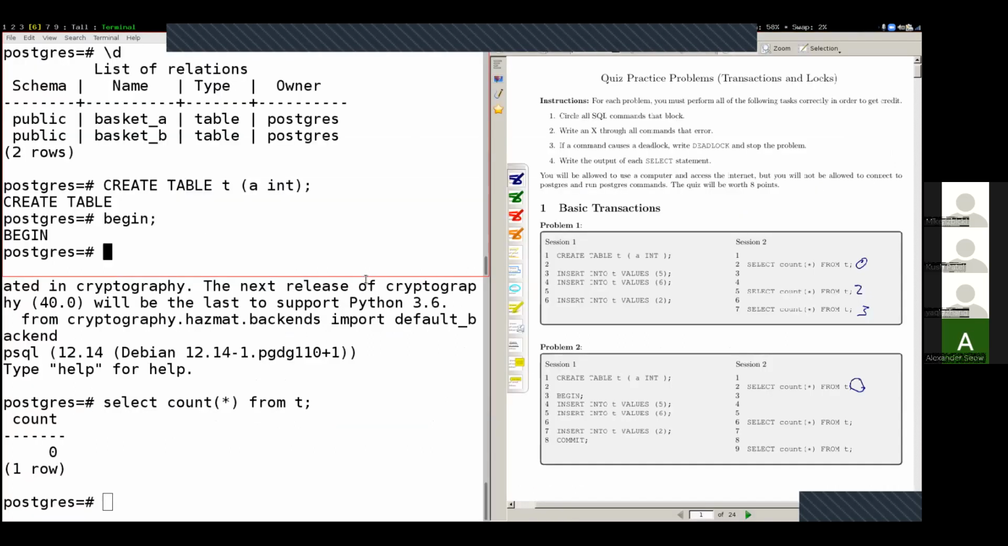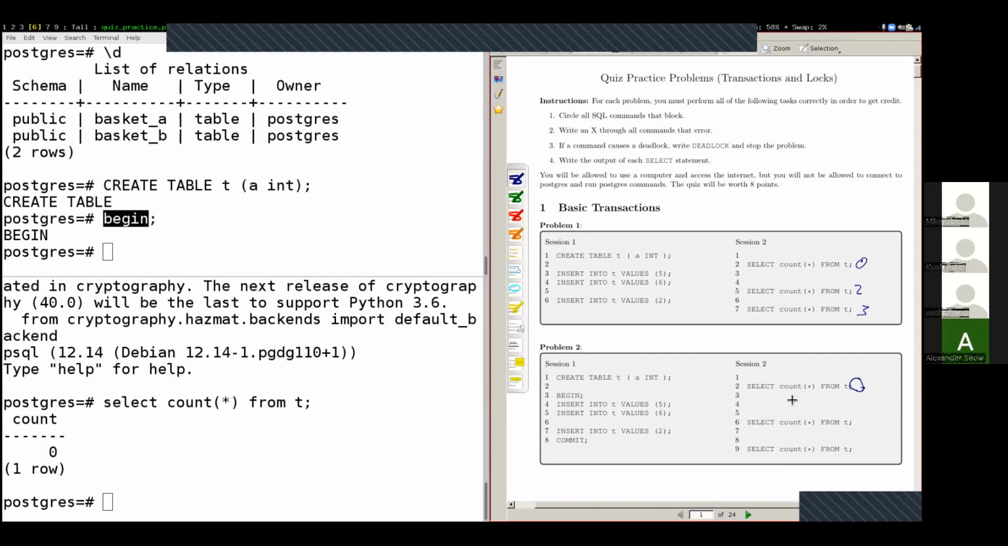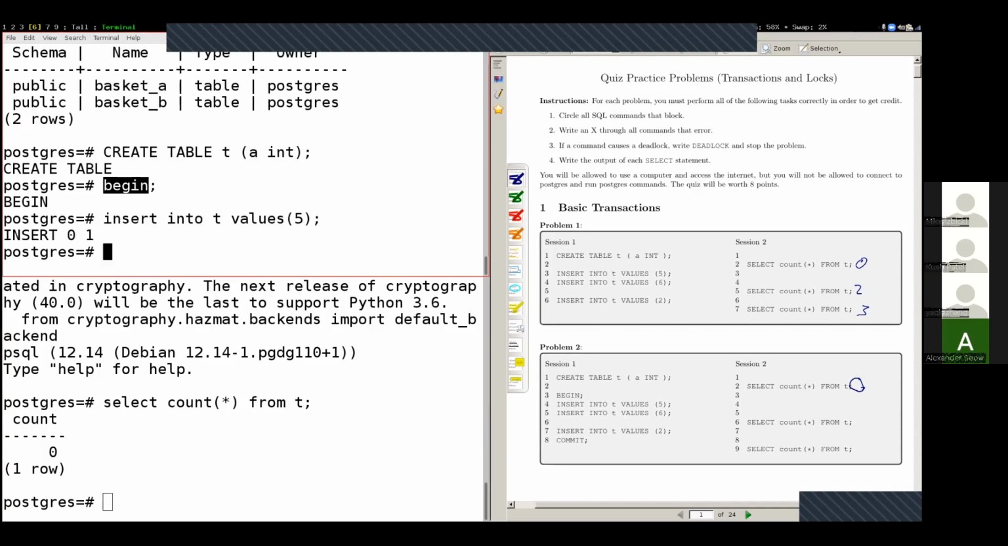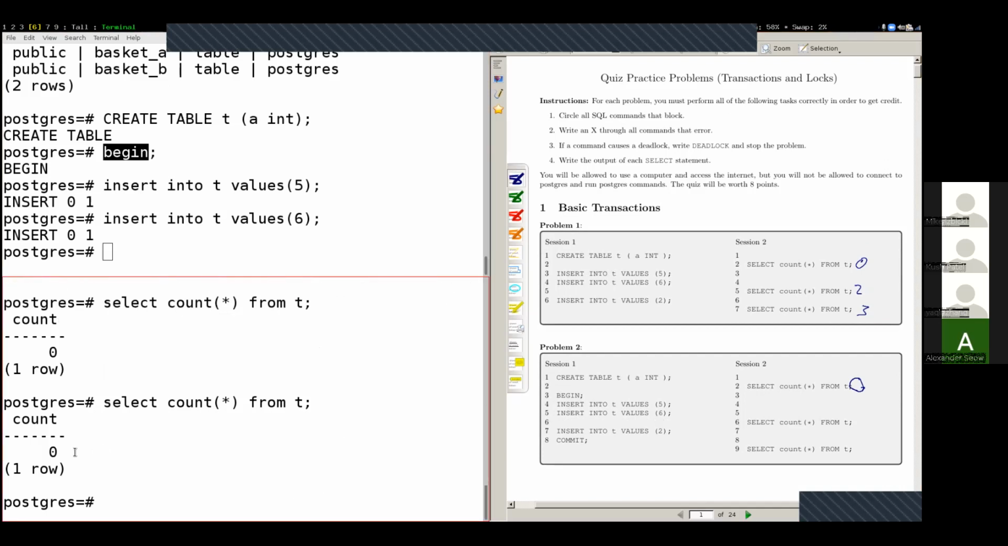If I come back to here, we have a transaction that's in progress in session 1. The key idea is that it can't interact in any way with what's going on in session 2. So in session 1, I'm going to insert into T values 5, insert into T values 6. I've run steps 4 and 5 now. Step 6 is where I'm at. If I run that, you see that I still get a 0 over here.